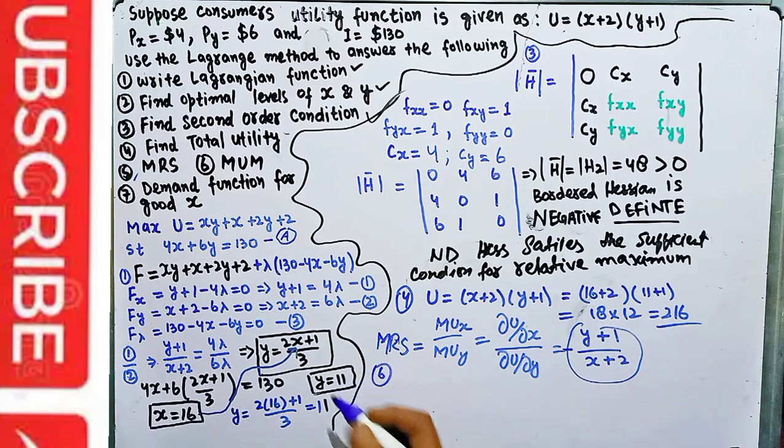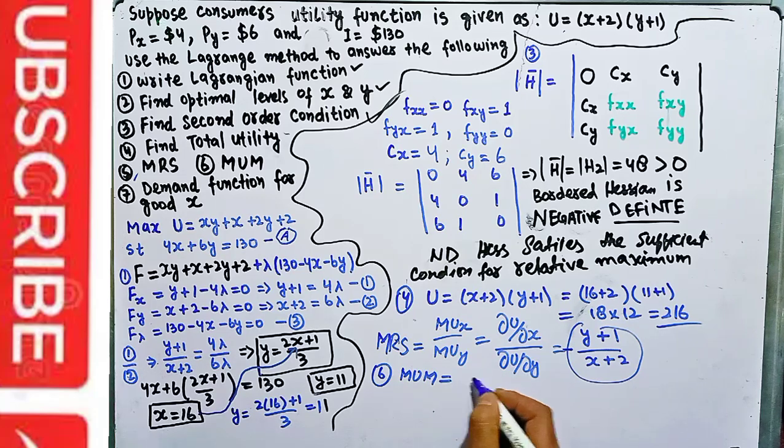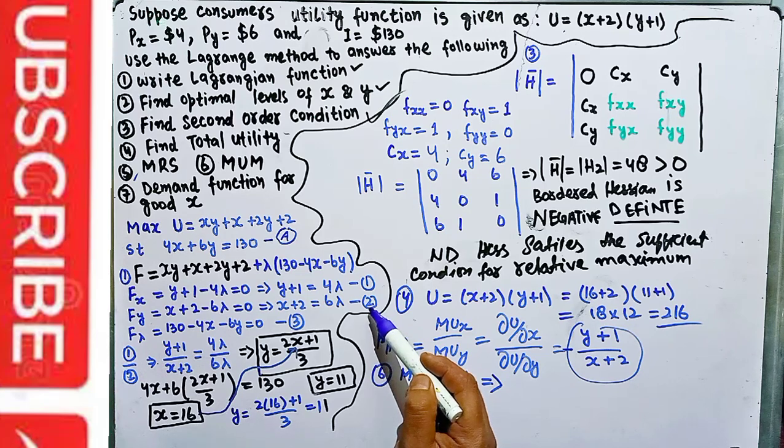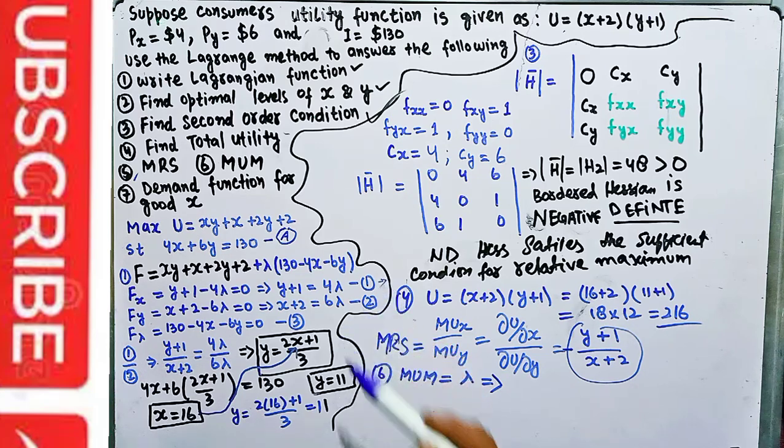Now the sixth part tells us to find out the marginal utility of money. Marginal utility of money is actually the value of lambda. What exactly is meant by this lambda? First we need to calculate the value of lambda, then we can interpret it. So how do we find the value of lambda? We got the values of x and y here. To find the value of lambda, we plug the values of x and y either in equation first or in equation second. Let us plug in equation first, which implies y.